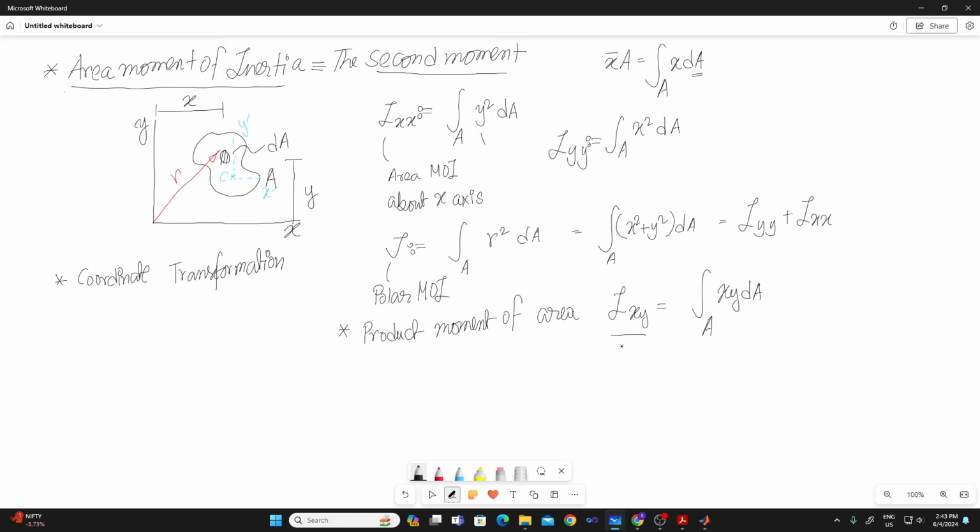Now, in addition to discussing all of this, there is one more topic, and after that we will straight away move to solving problems. So the other topic is the parallel axis theorem. Are you familiar with the term parallel axis theorem?